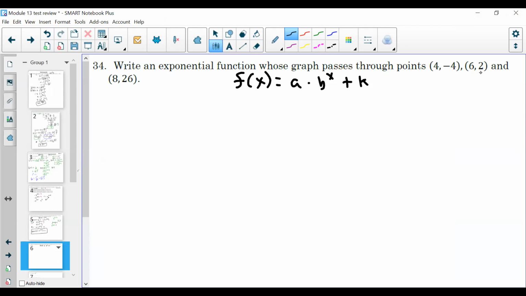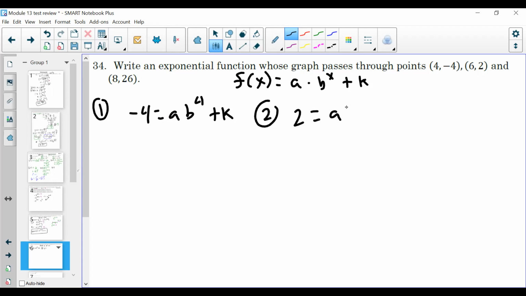All right. So the first equation I'm going to make is when I plug in 4, negative 4. So that's going to be negative 4 equals a times b to the 4th plus some k value. Equation 2 is 6, 2, so it's 2 equals a times b to the 6 plus k. Equation 3 is 26 equals a times b to the 8th, all plus some k value. So that's what I have.